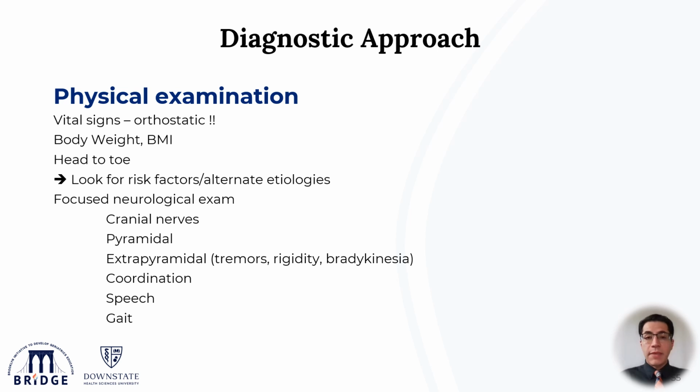The physical exam can be crucial, especially vital signs and ruling out orthostatic hypotension. Body weight and their BMI can also be important. Doing a head-to-toe examination, and you focus on risk factors for cognitive impairment and alternate etiologies. You may need a focused neurological exam, focusing on the cranial nerves, pyramidal system, extrapyramidal system, coordination, speech, and gait.